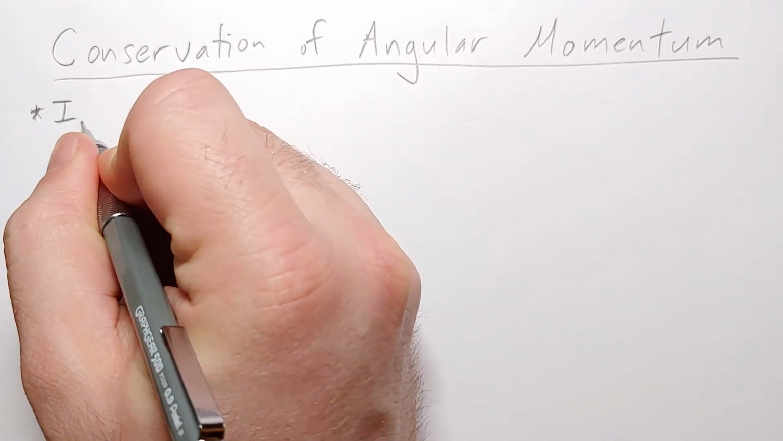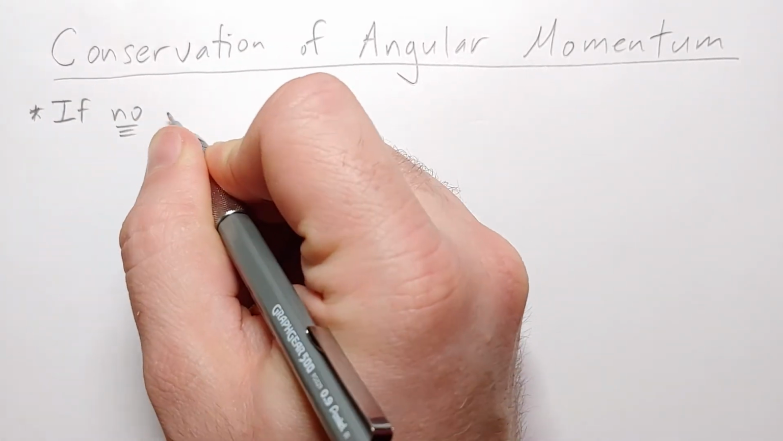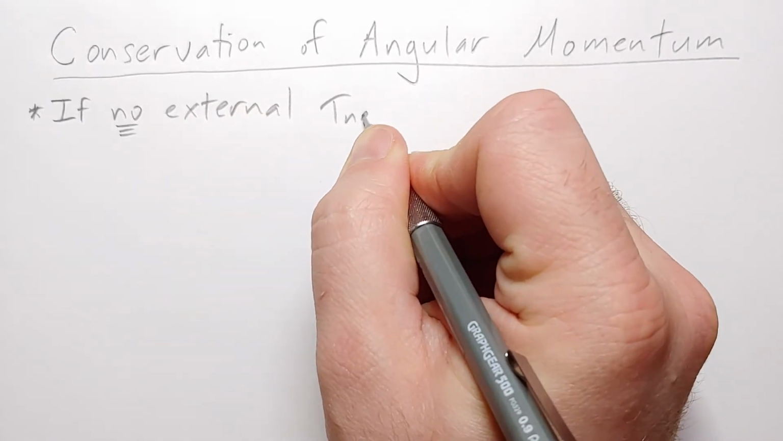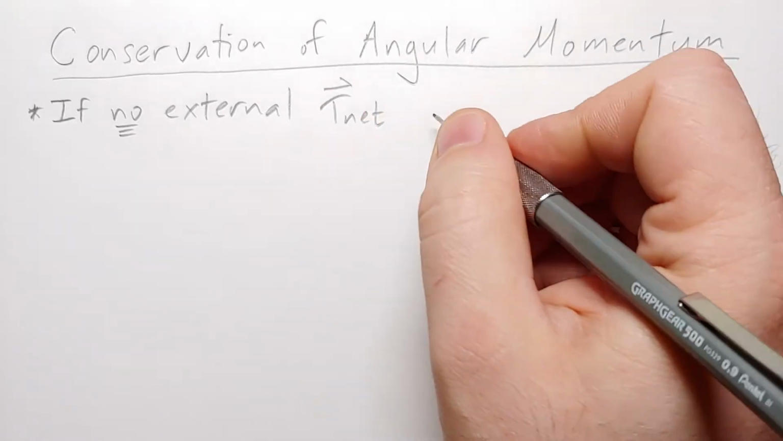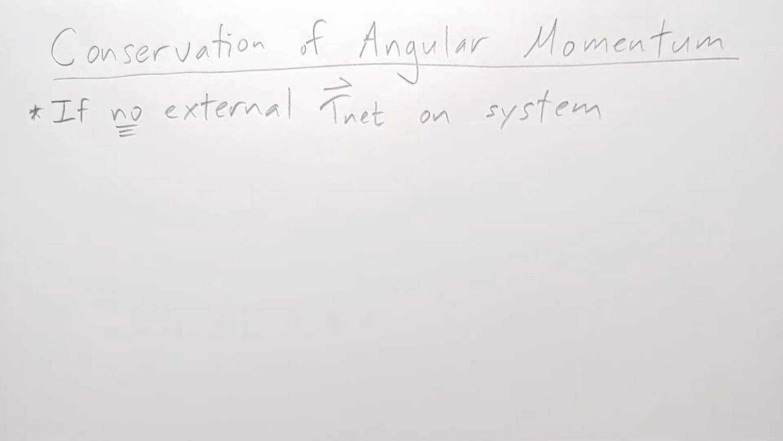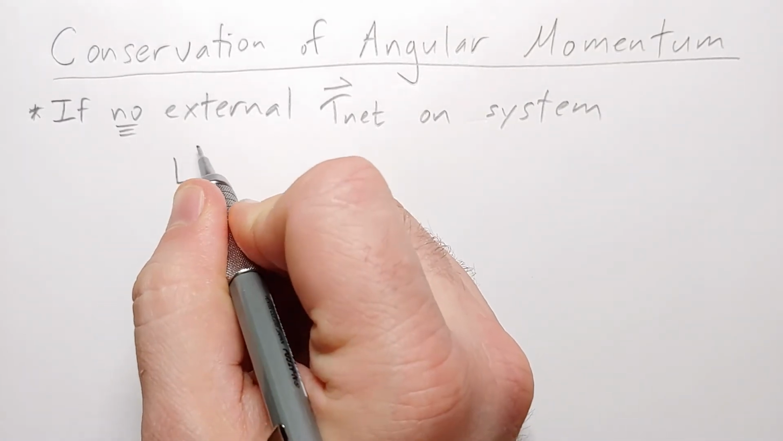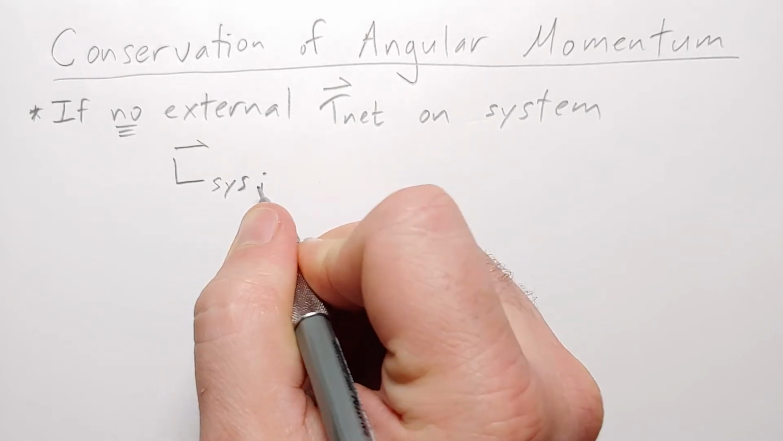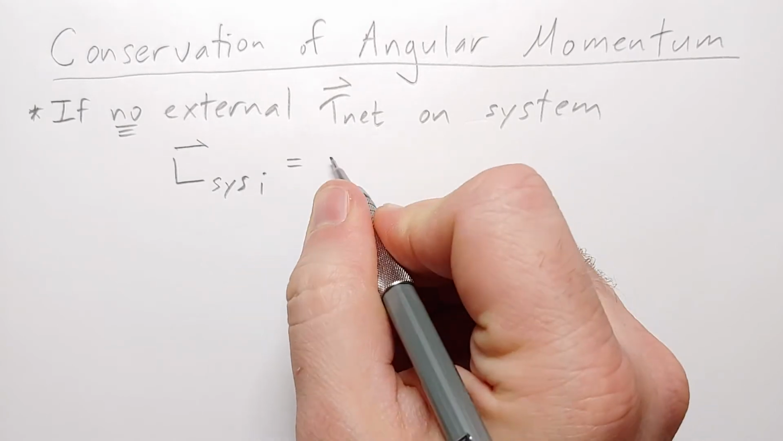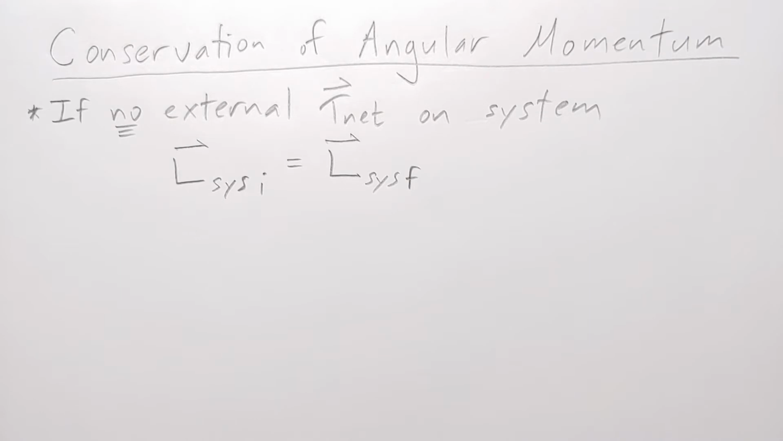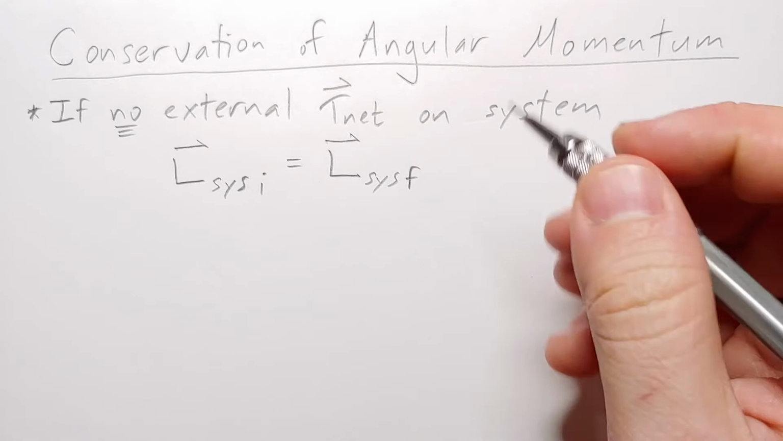And so if there is no external net torque acting on our system, then the initial angular momentum of the system has got to be equal to the system's final angular momentum. And we talked about how to calculate angular momentum last time.